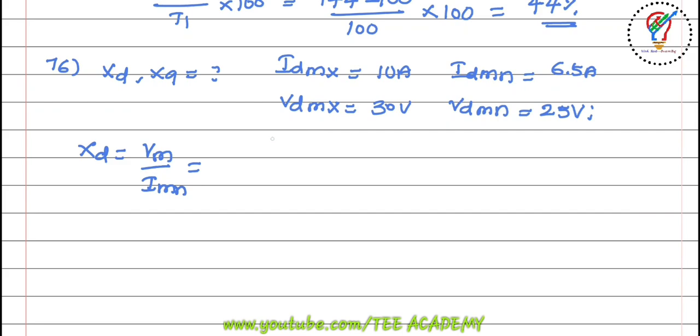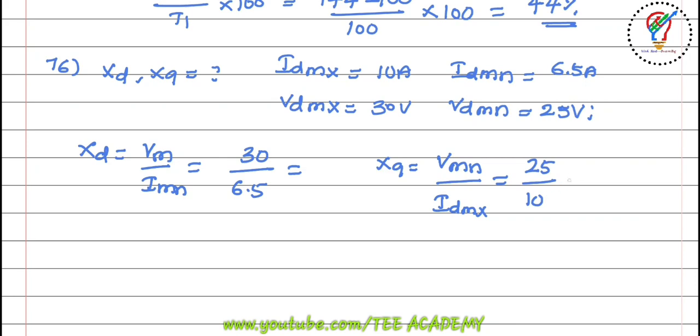So what is XD max here? 30 divided by ID minimum is 6.5, and similarly XQ is equal to V minimum by ID max. So minimum is 25 divided by ID max is 10. So one answer we get as 2.5, and another we get as 4.61. Okay, so units are ohms.